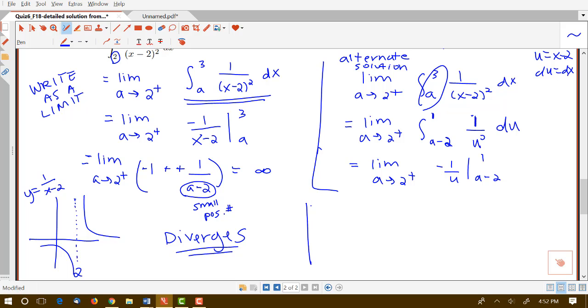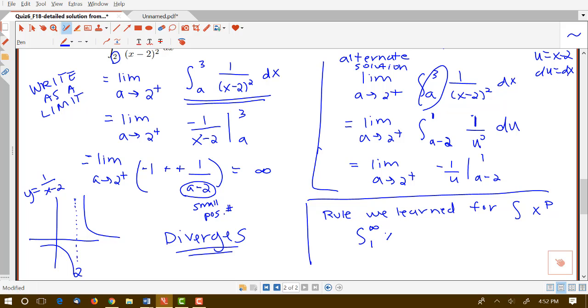I saw a couple people try to use the comparison theorem on this. The thing is, the only rule that we learned before for an integral of x to the p was an integral from 1 to infinity of 1 over x to the p dx, where this converges for p greater than 1 and diverges otherwise. Whoops, this should be 1 over x to the p, not just x to the p.